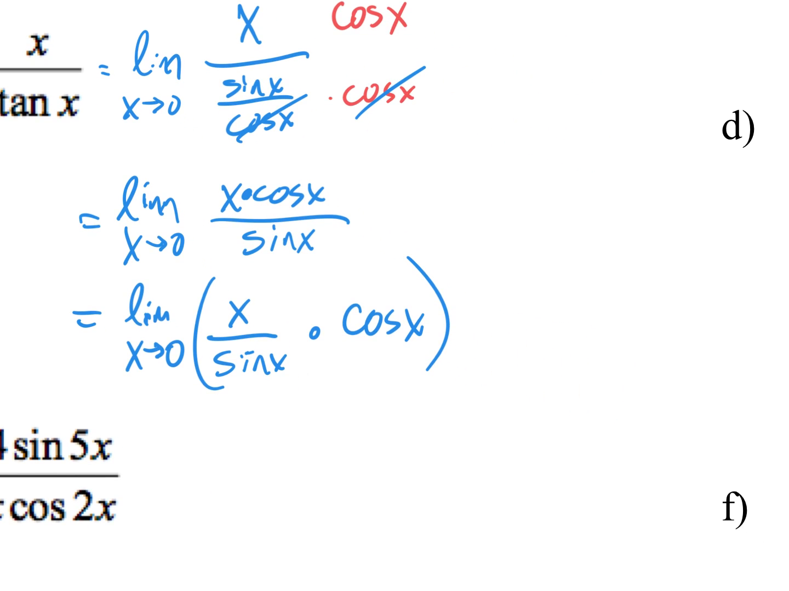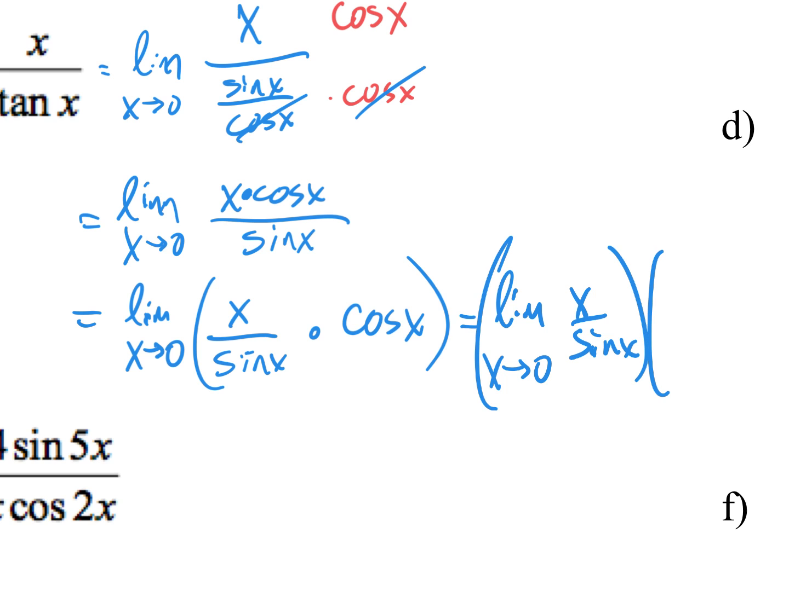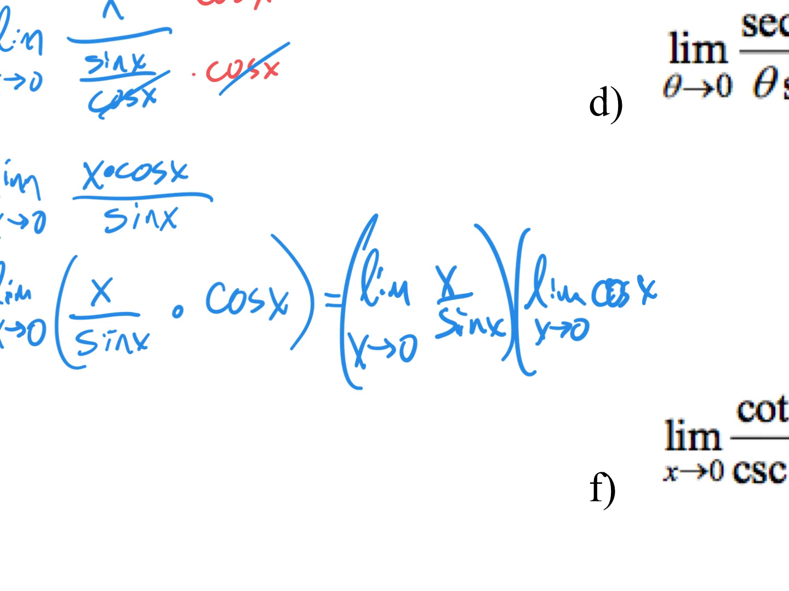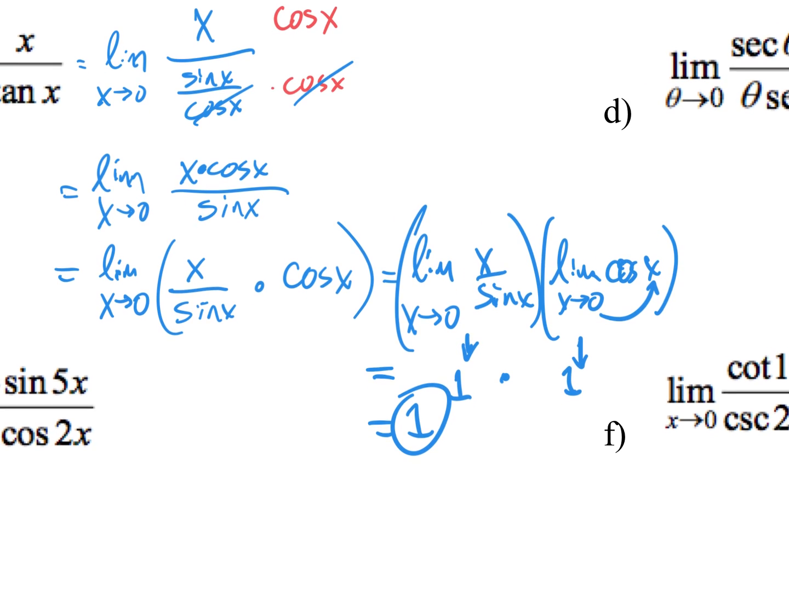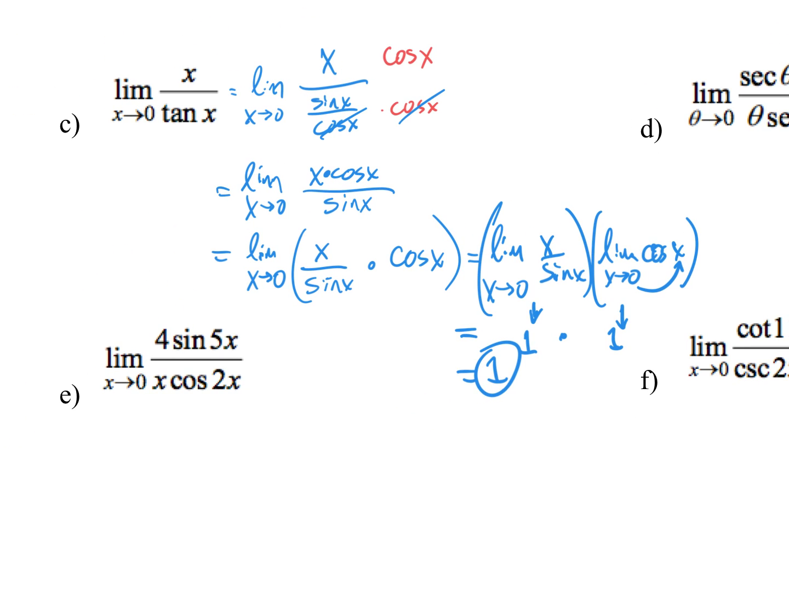And so this is equal to the limit as x goes to 0 of x over sine x, that whole thing times the limit as x goes to 0 of cosine of x. Well, this is going to 1, and this, when you plug in 0, cosine of 0 is 1. 1 times 1, which is 1. Okay? So that whole thing is 1.